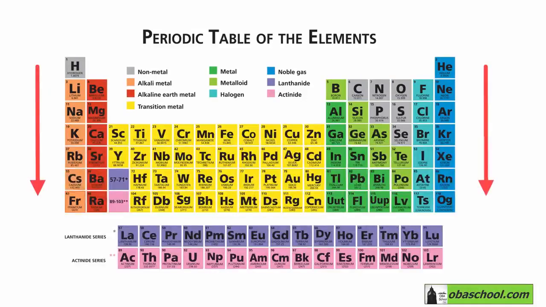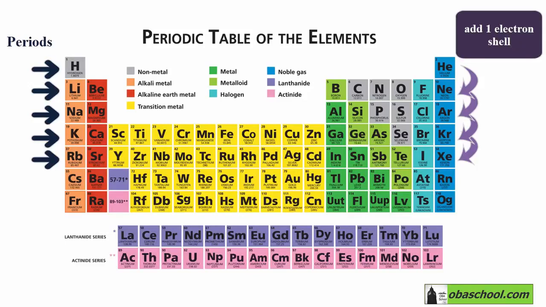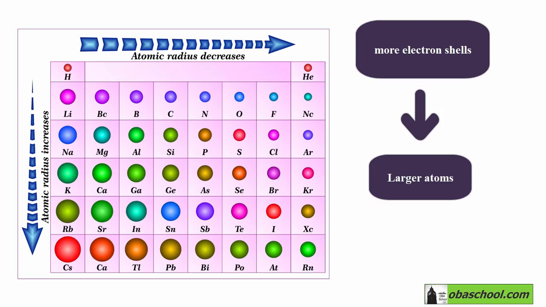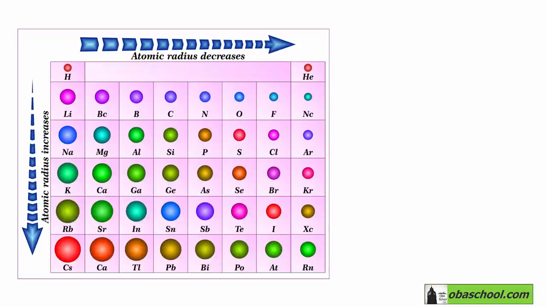So as we go down a group in the periodic table, so we are moving in this direction, the number of shells occupied by electrons increases by 1 extra electron shell per period. So as we know, these are periods in the periodic table. As we move from one period to another, we will add 1 more electron shell. And as the number of these electron shells increases, the atom becomes larger. So as we move down the group, the atoms become larger. And this means that potassium is larger than lithium, and an iodine atom is larger than a fluorine atom.